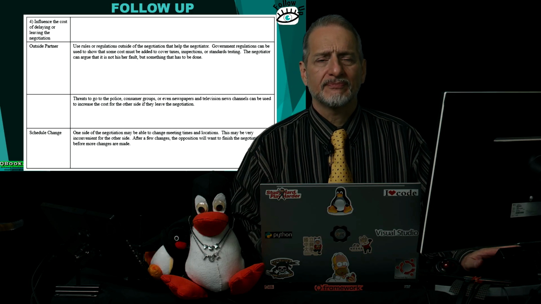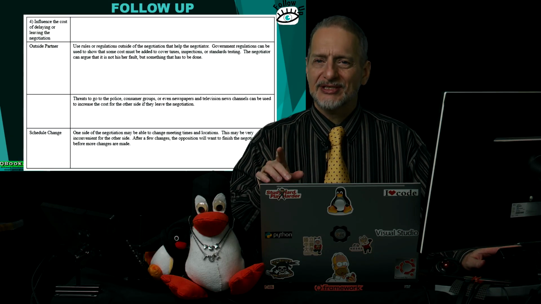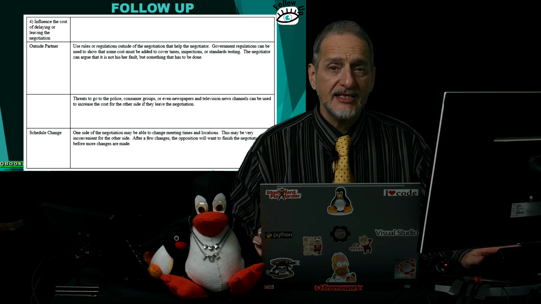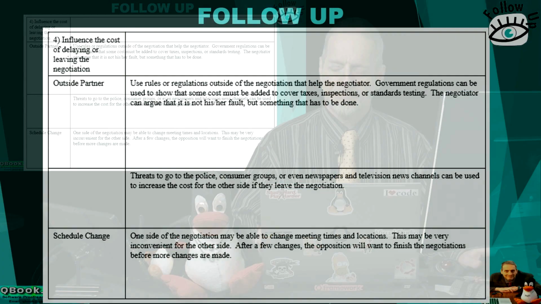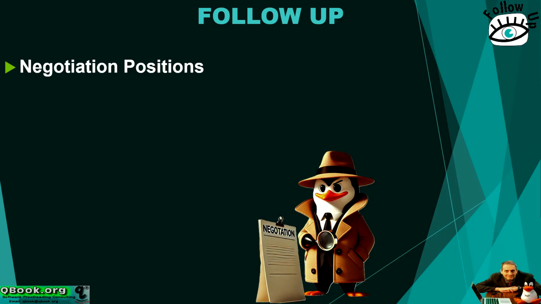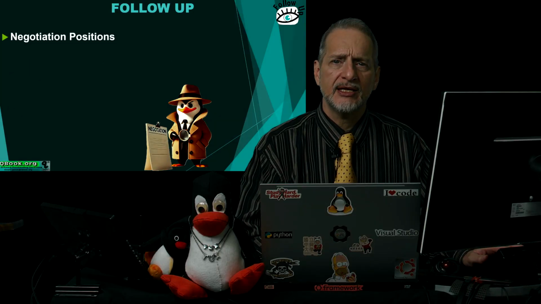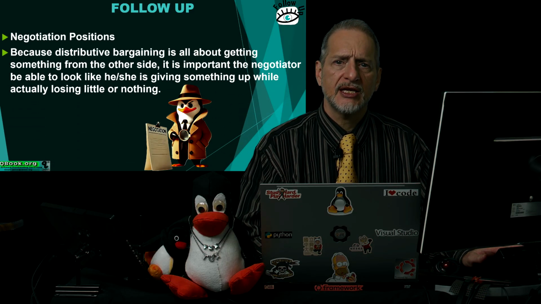How does this help you? It may mean that they are not so good at keeping their secrets. They may say something by accident. But these are tactics that are used in distributive negotiation. The key point to remember is you want to get the other side's secret information any way you can. So now I want to look at some negotiation positions.